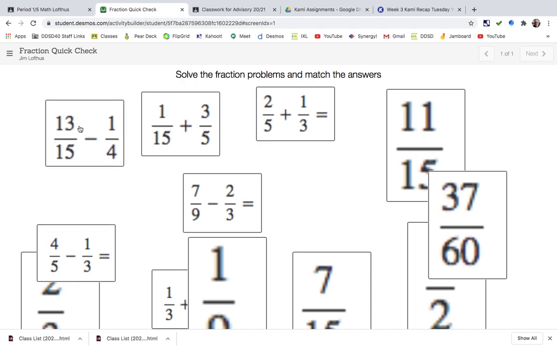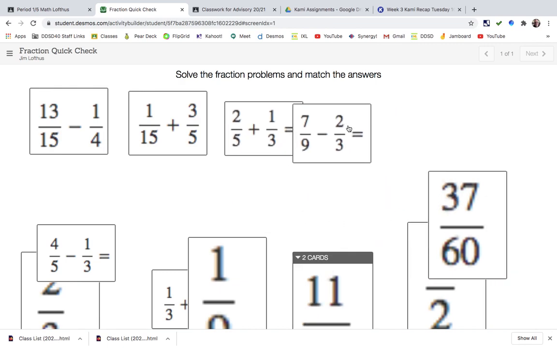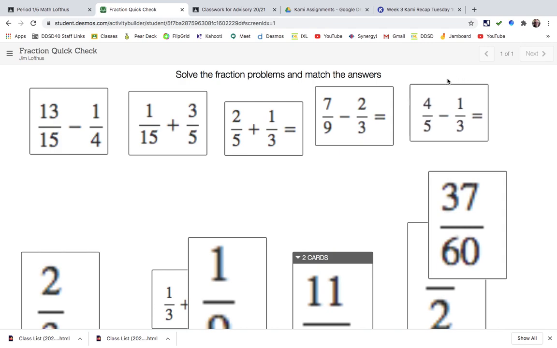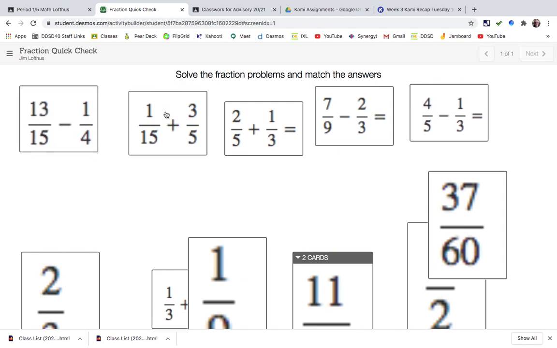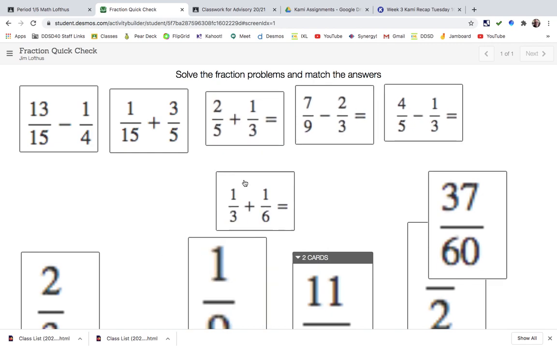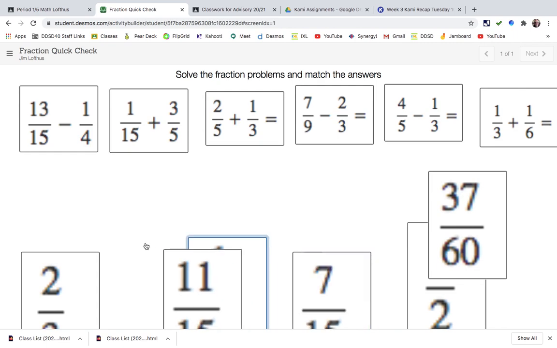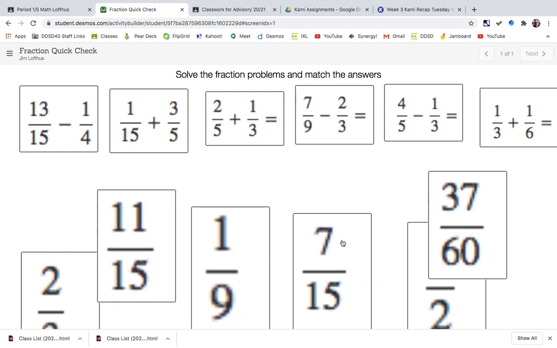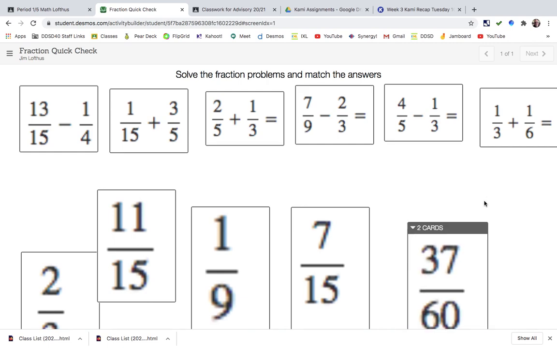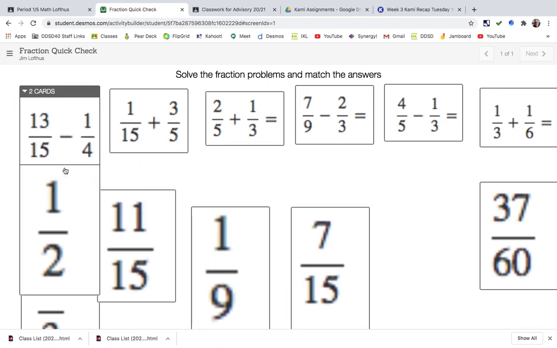There are 6 problems. I'll move them right here on the screen so you can see them. And there are 6 answers, and I'll move them down towards the bottom of the screen. Notice that when you put them on top of each other, they stack. So what you're going to do is take the 6 problems and work on each problem. For example, do 13/15 minus 1/4, and then find the answer among these. If you think that the answer to 13/15 minus 1/4 is 1/2, then you would put that right there.